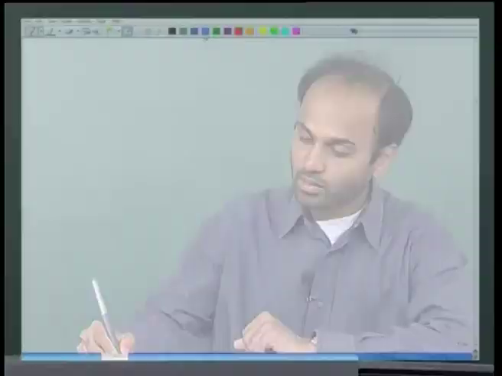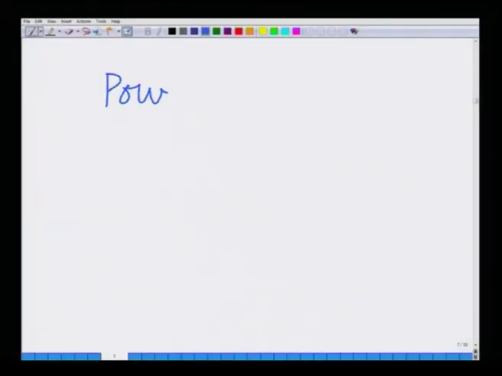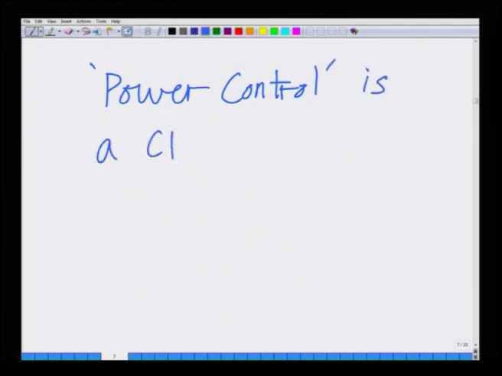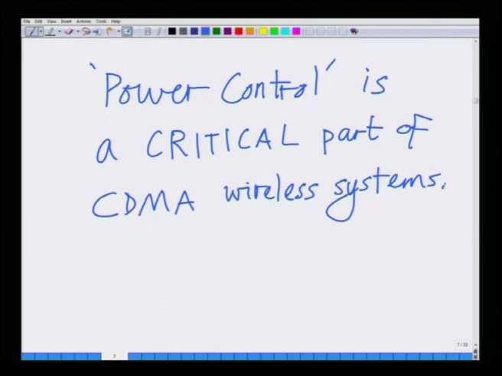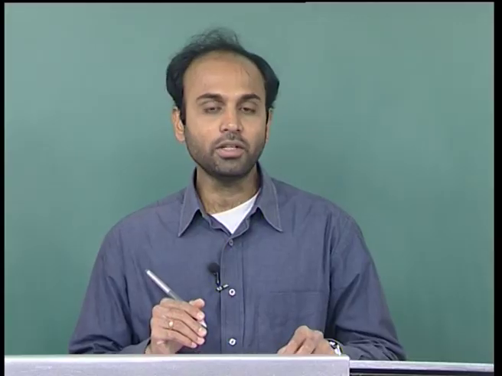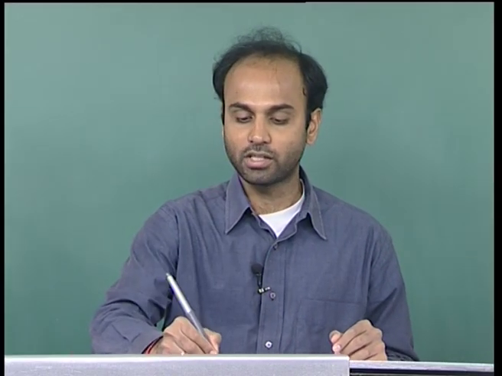So, power control, let me make that final point. Power control is a critical part of CDMA wireless systems. To avoid the near far problem, power control is a critical part of every CDMA system. Alright, so with that we will essentially conclude our discussion of CDMA, that is code division for multiple access.